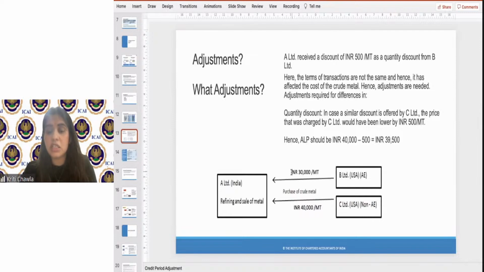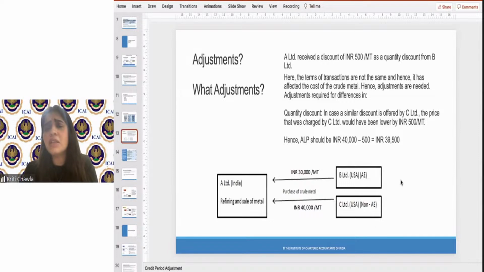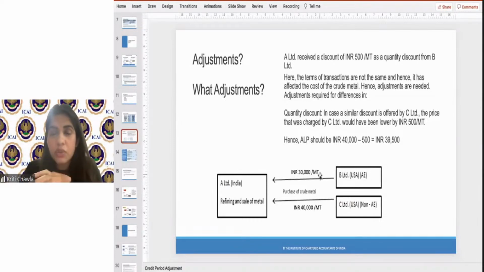And that basically gives us a clue that 30,000 is not the arm's length price. So the point is, what exactly is the arm's length price? And that is what we need to find out in this particular situation. So the question further says that A Limited receives a discount of 500 per MT as quantity discount from B Limited. So that basically means that if they're purchasing from B Limited at 30,000, they also get a quantity discount. So the point is that we know that 30,000 is not the ALP. The point is, what is the ALP?